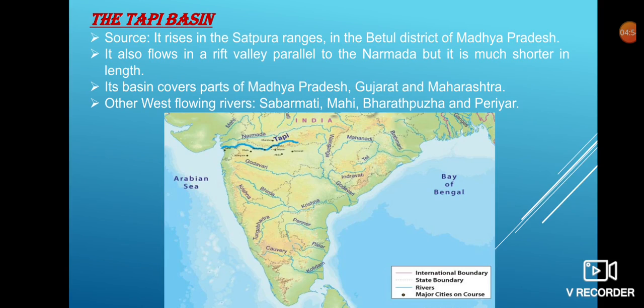The other west flowing river is river Tapi. The river Tapi rises in the Satpura range in the Betul district of Madhya Pradesh. It also flows in a rift valley parallel to the river Narmada, but it is much shorter in length in comparison to Narmada. Its basin covers parts of Madhya Pradesh, Gujarat, and Maharashtra. Some other important west flowing rivers are Sabarmati, Mahi, Bharatpuzha, Periyar, etc.